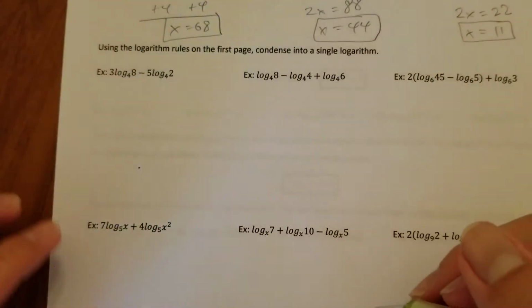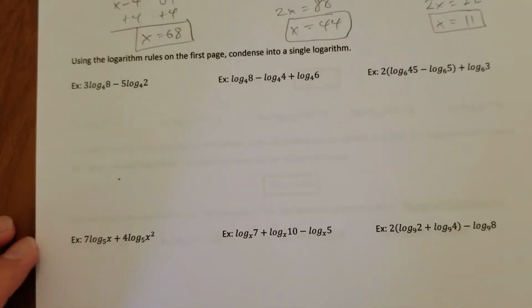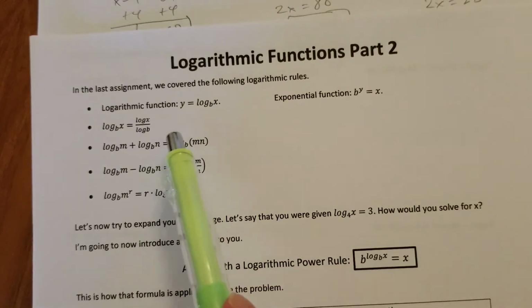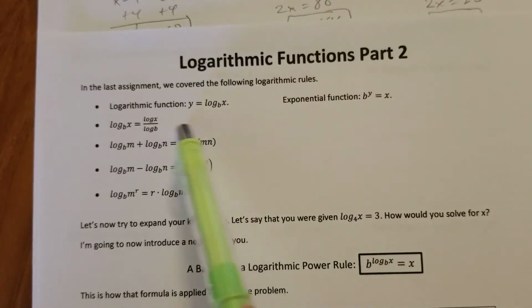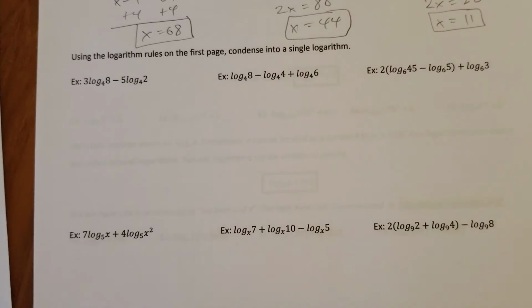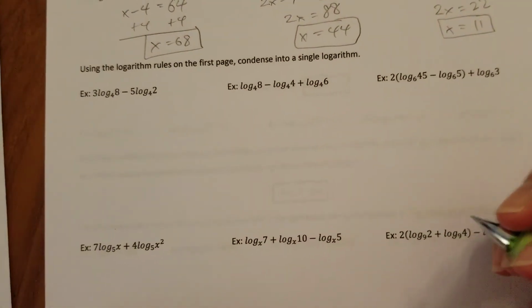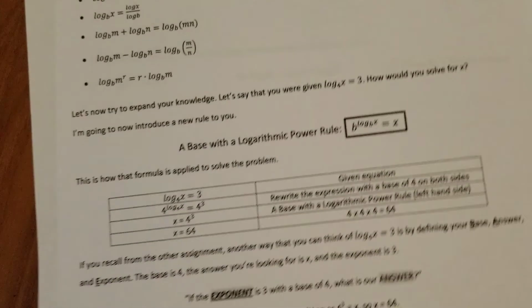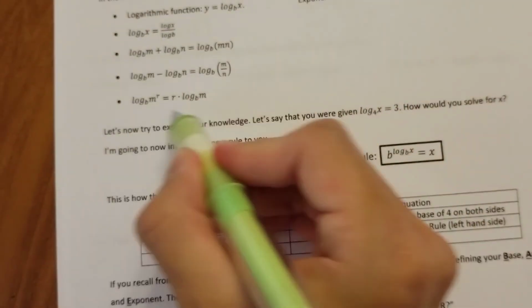Okay. Next one. So use logarithm rules on the first page. So using the logarithm rules here, we're going to specifically look at these ones. Using the logarithm rules on the first page, condense into a single logarithm. Okay. So what I see here is for this problem, I'm going to use this example.